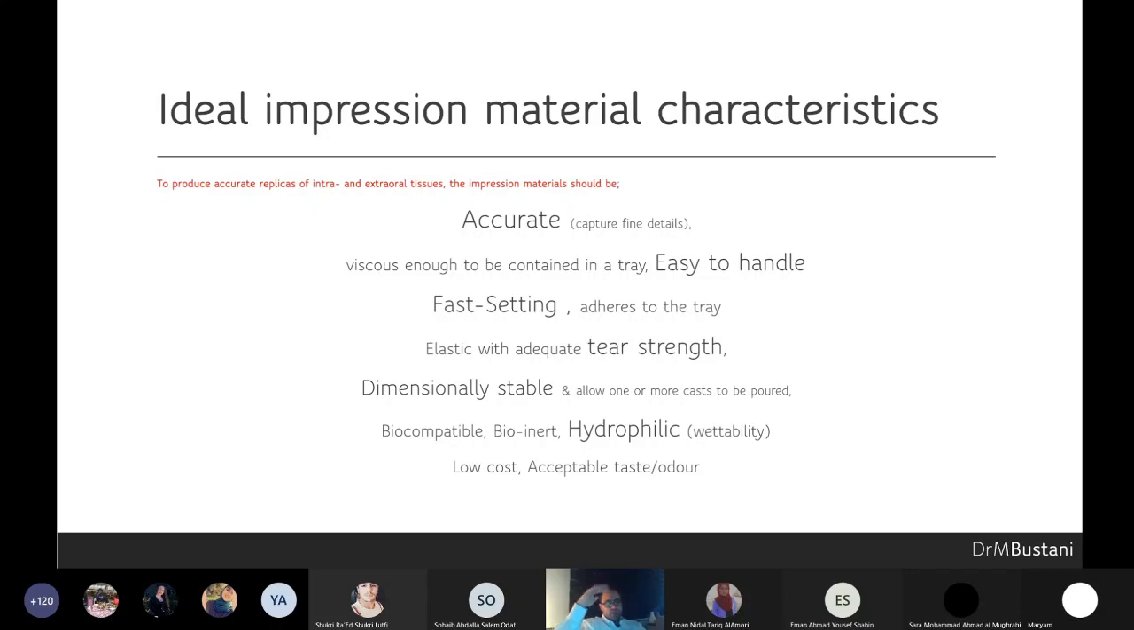Okay. Then most of our materials in dentistry should be biocompatible, bioinert. Ideally, it should be cheap or low cost, let's say, with acceptable taste and odor.